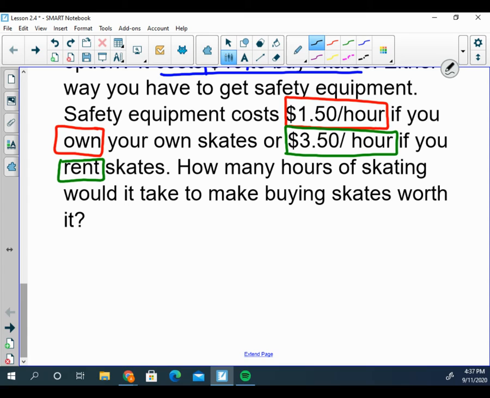So 3 key pieces of information. I've got a $40 initial fee if I want to buy skates, right? But that's a one-time fee.